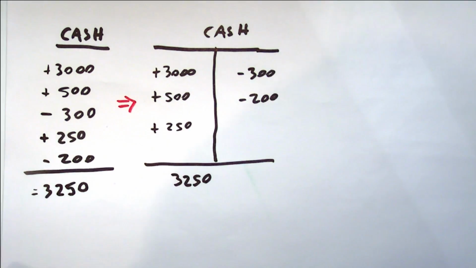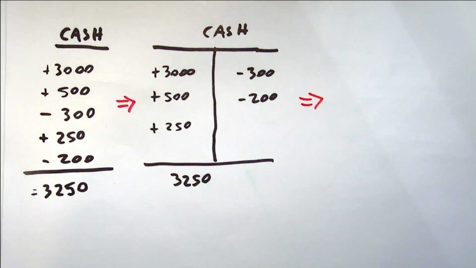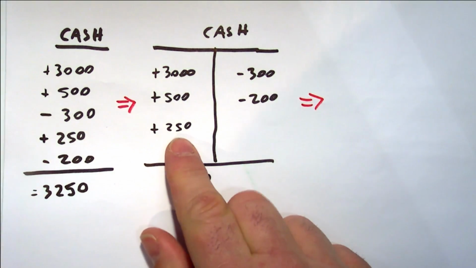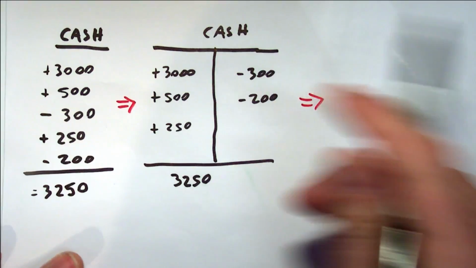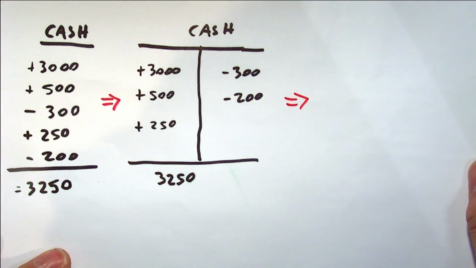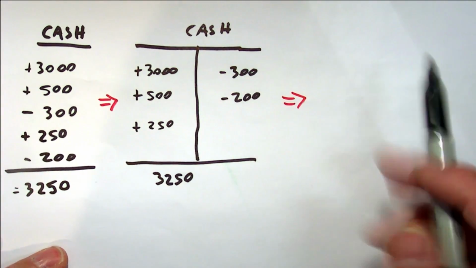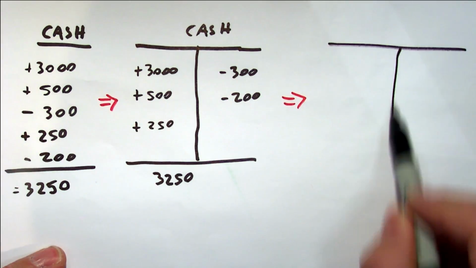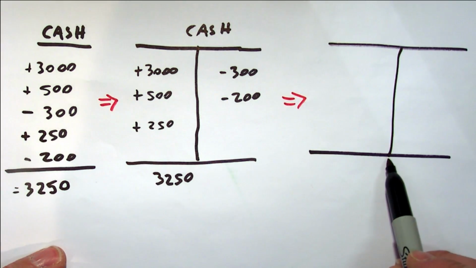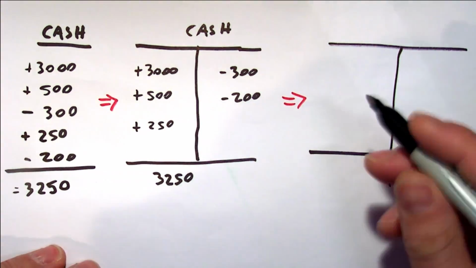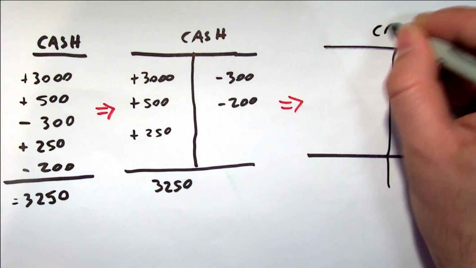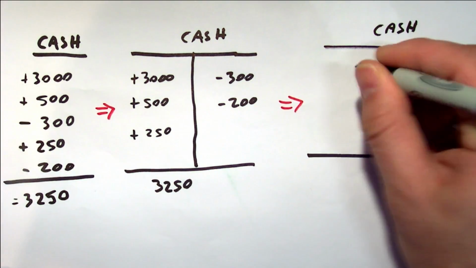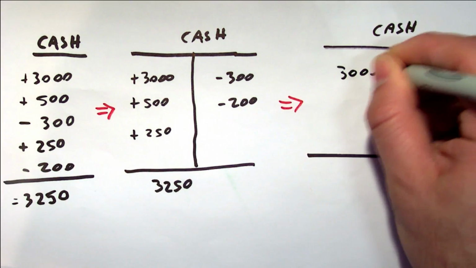Yeah? Okay, well then let me make one more transition. If I know that my increases are going to be kept track of for cash on the left side, and the decreases on the right side, let me do this. Let me get rid of those pluses and the minuses, and let me just put the numbers.